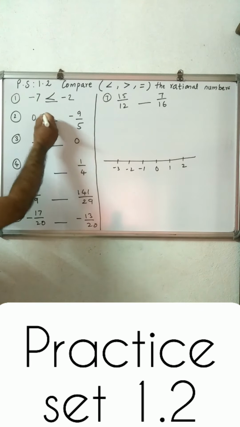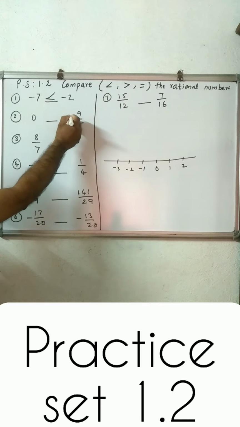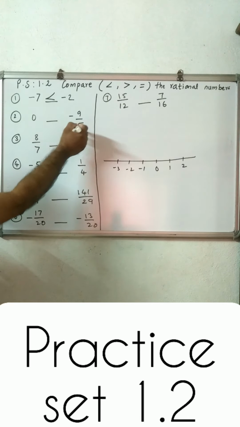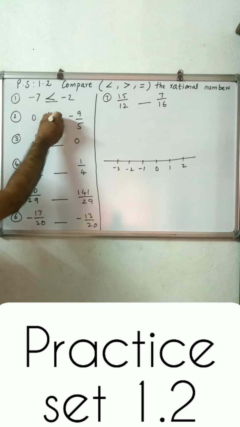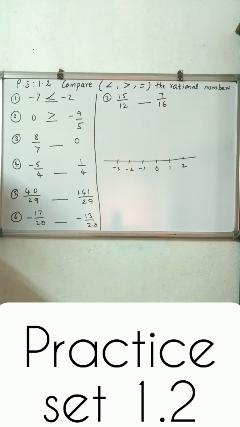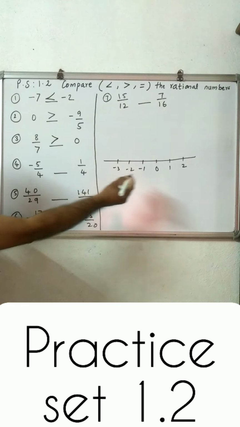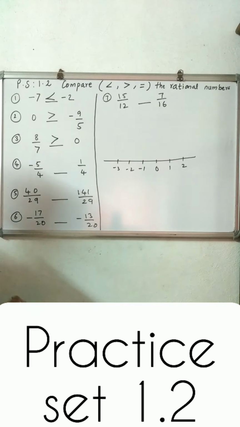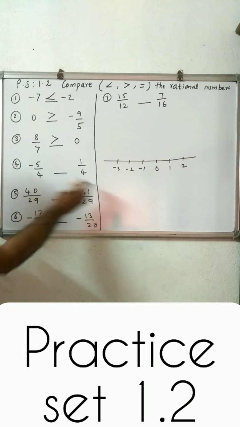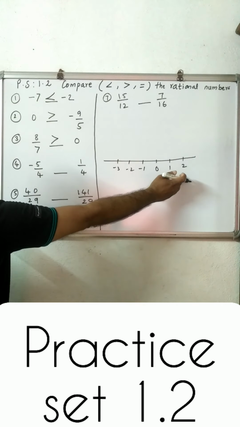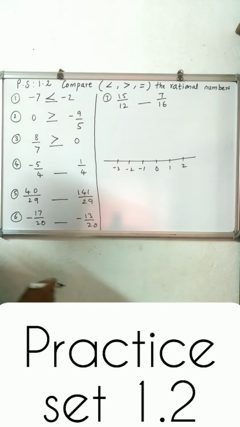Now the second one, 0 and minus 9 upon 5. So 0 is greater than a negative number. Always a positive number is greater than 0. If you see, positive numbers are greater than 0. Now a negative number will come on the left hand side, a positive rational number will come on the right hand side.